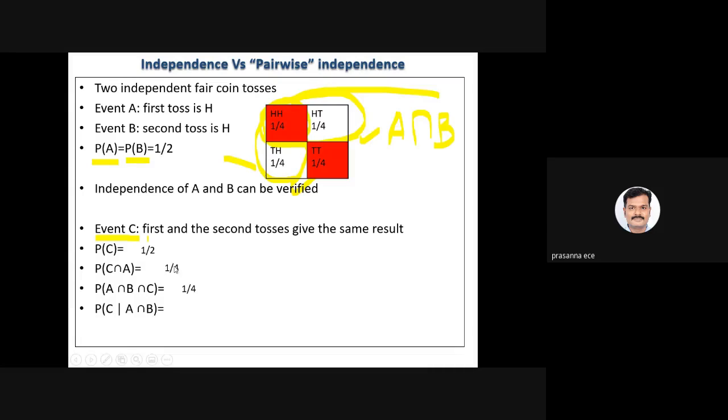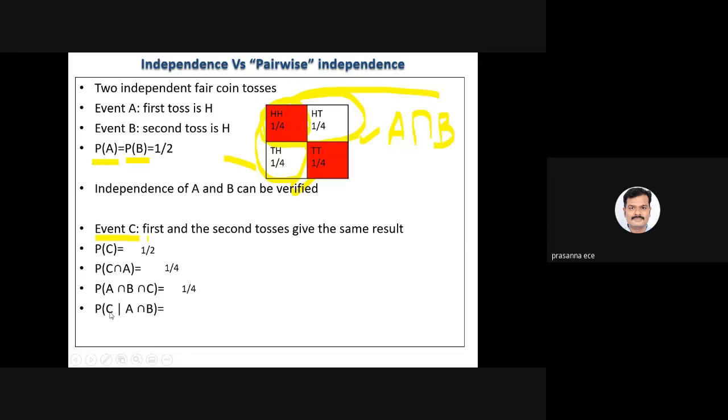Okay, so now what is the probability of A intersection B intersection C? 1 by 4, because all the three events intersect in the top left square, right? So it is 1 by 4. Now we have seen that the events are independent pairwise, right? So A and B are independent, A and C are independent. We have not verified B and C. So A and B, A and C are independent pairwise. We have not verified B and C, but that can be verified anyway.